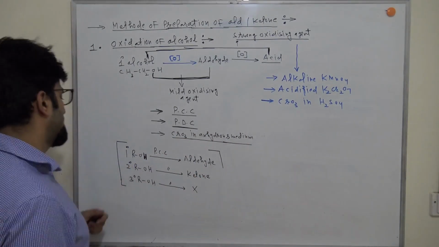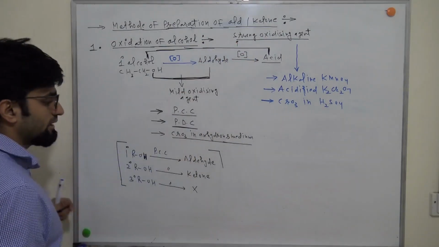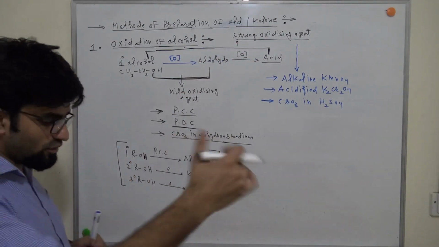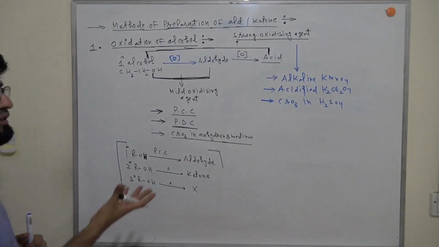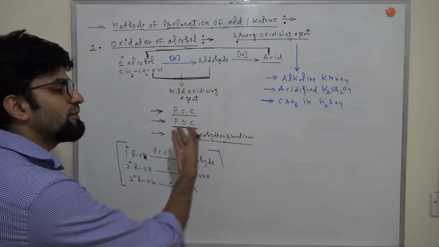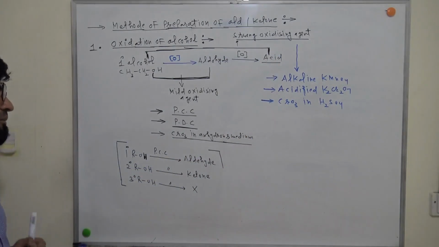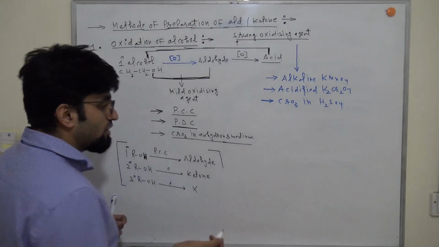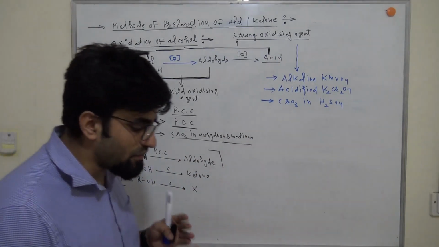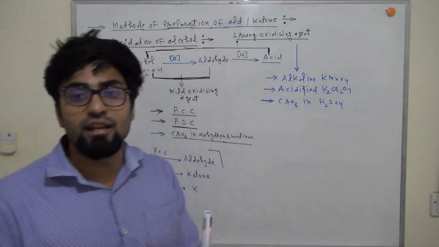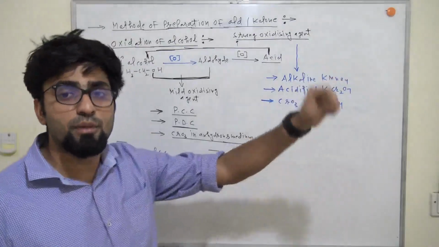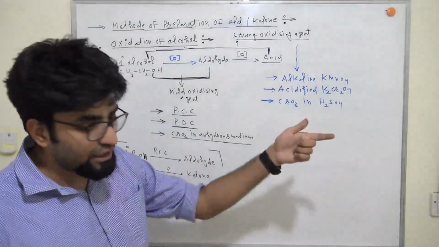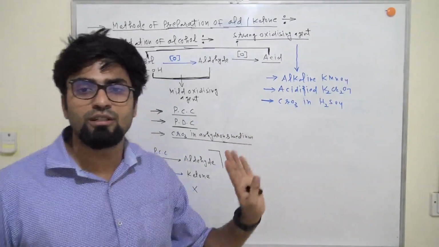Now you are in the doubt, but sir, ketone will further oxidize to acid. Yes, we can oxidize ketone further to acid, but the thing is that the oxidation of ketone is not that easy. For aldehyde, we can easily convert them into acids. But ketones oxidation is not that easy. It requires elevated temperature and elevated pressure. In the presence of strong oxidizing agent, we need elevated temperature and elevated pressure. Then you can do the oxidation of ketone.